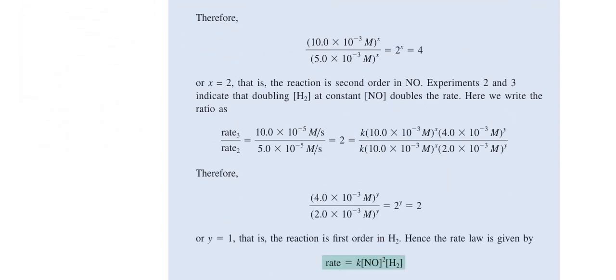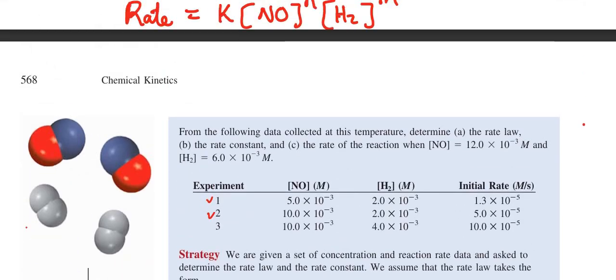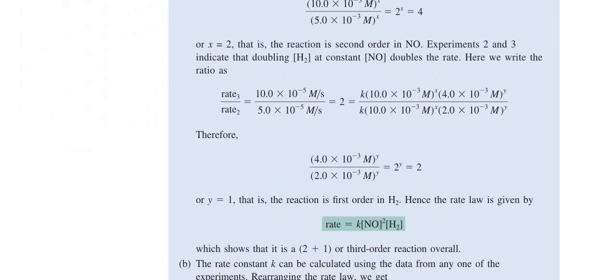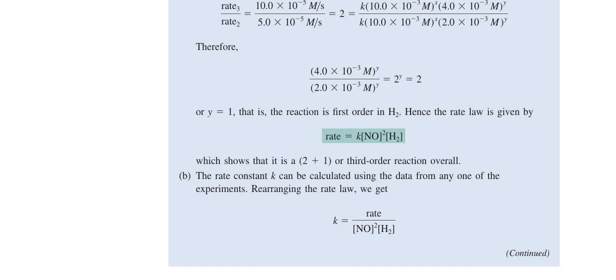You already chose experiments 1 and 2, and it helped you to get the order of nitrogen monoxide, because it's the one that's changing. Then we choose 2 experiments where the nitrogen monoxide is constant, which are experiments 2 and 3, while hydrogen is changing, so that we get the power of hydrogen as well. According to their working, the order of nitrogen monoxide N is 2, and the M they got is 1. So the overall order is 3, a third order reaction.